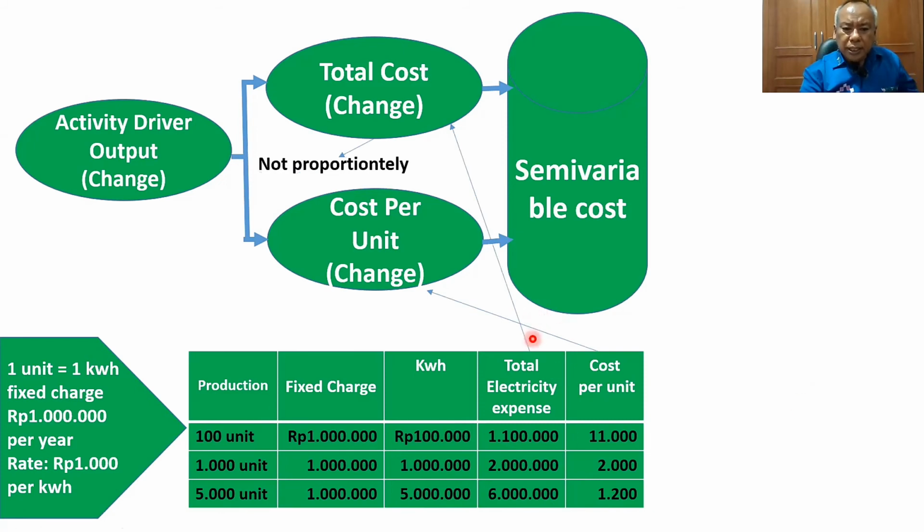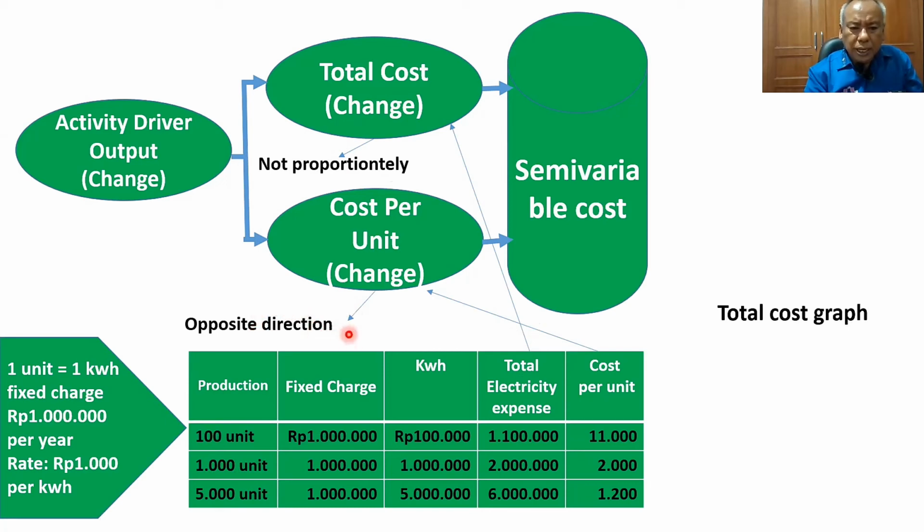So in this case, the total electricity expense changes, but not proportionately. While the cost per unit changes in the opposite direction. In this case, the more units, the less cost per unit.